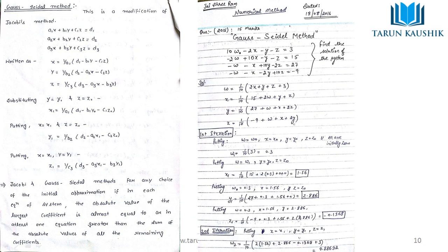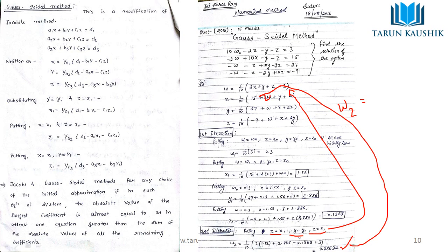Now do the second iteration in the same way. Here you have x equals x1, y equals y1 and z equals z1. Now when you put all these new values in the first equation, what will you get? W2, not w1. W1 you have already calculated by putting all these values as 0. So w2 comes out to be here. Now again put w2 over here, with y as y1 and z as z1.